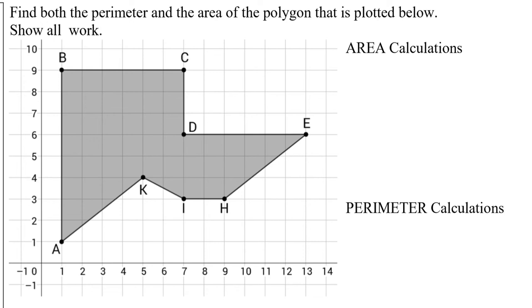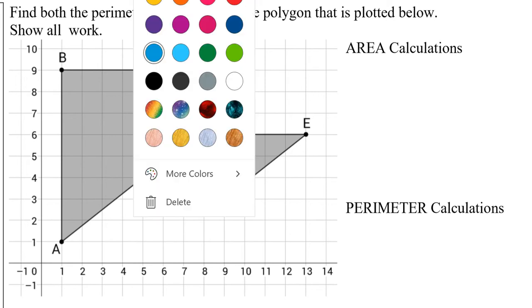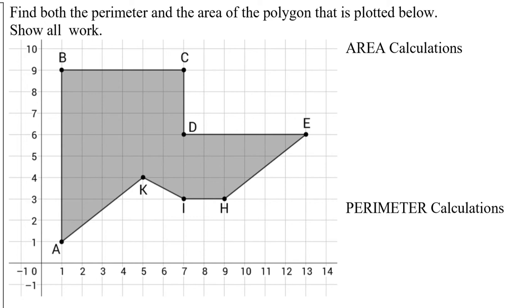For question 9, we're asked to find both the area and perimeter of this. There are just so many different ways we could approach this problem. Let me grab this blue pen and make it a little bit wider.